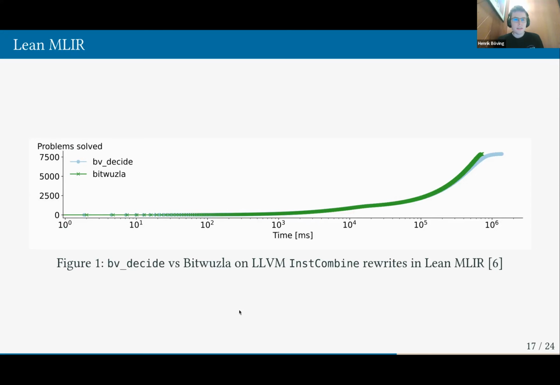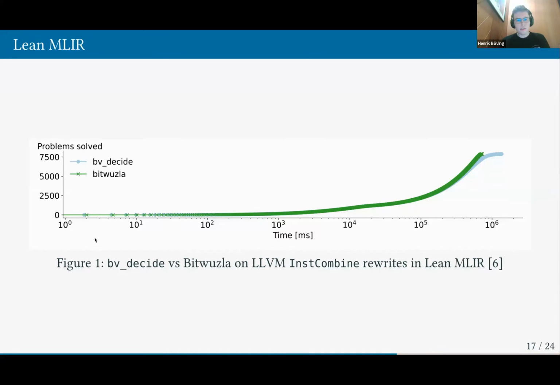And the first benchmark is BVDecide against Bitwuzla on a data set generated by the Lean MLIR project. And this data set contains rewrites from the LLVM InstCombine pass. So this is real-world compiler rewrites that all of the C compilers, Rust compilers, Swift and so on apply on a day-to-day basis. And we are giving them to Lean to try, and Bitwuzla, of course, to try and verify them here.